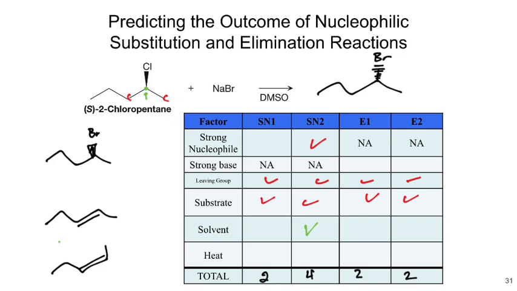Question, probably stupid, but say the chlorine was wedged, or dashed, is it always going to be the opposite because it's a backside attack? Yes. Or if it was dashed, would you then attack? It would still be backside, right? Is this a valid answer? No. No, because it's on the wrong carbon. It's the same flipping structure, just flipped over.